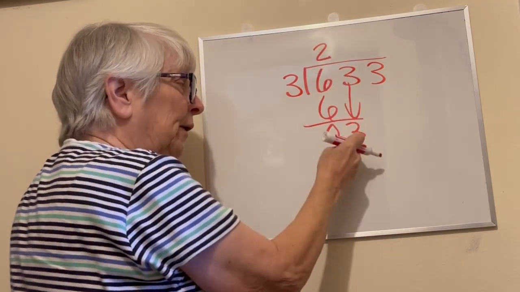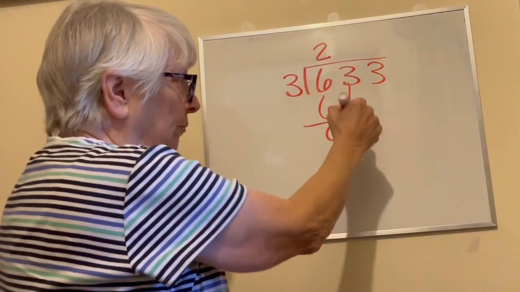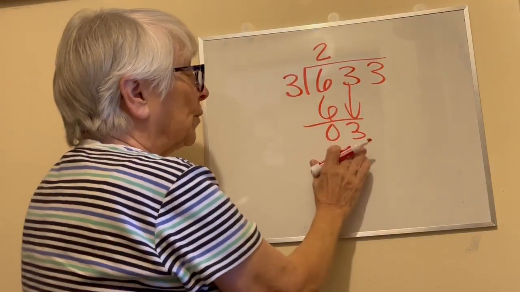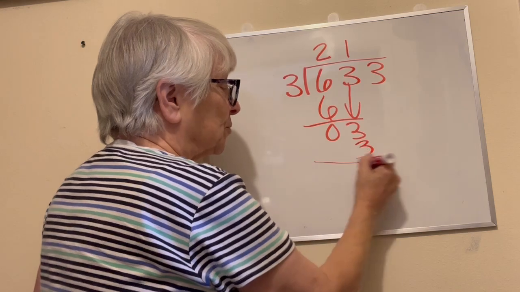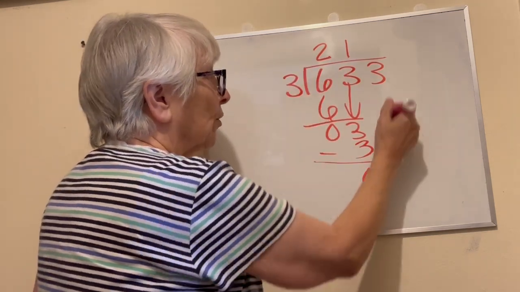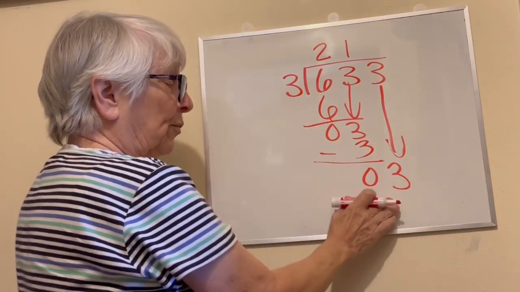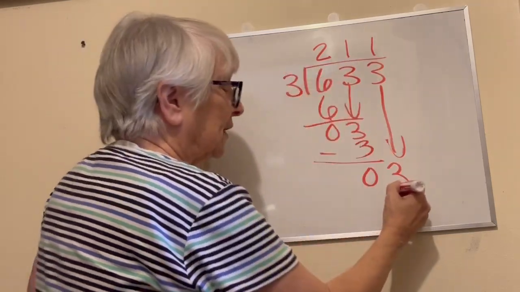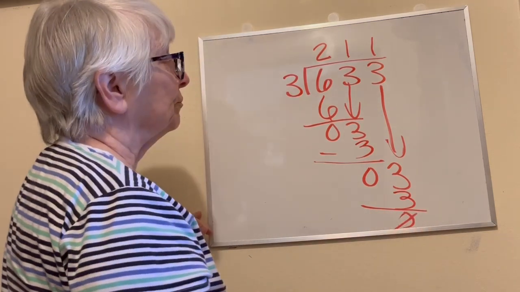And every time I bring a number down, I have to write a number up. If I bring it down, I have to write a number on top. So does 3 go into 3? Yes, 1 time, and 1 times 3 is 3. And I subtract, multiply, subtract, and I get 0, and then I bring down the next 3. And does 3 go into 3? Yes, 1 time. And 1 times 3 is 3. And there we have no remainder.